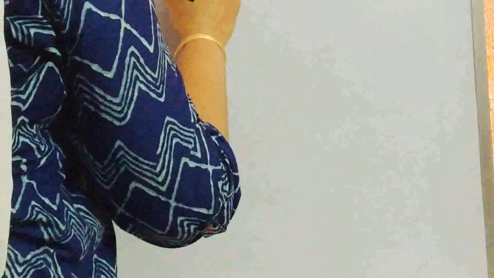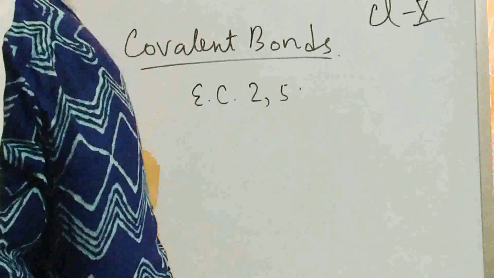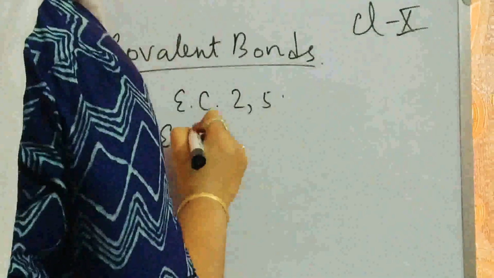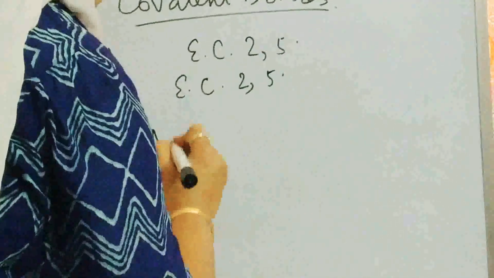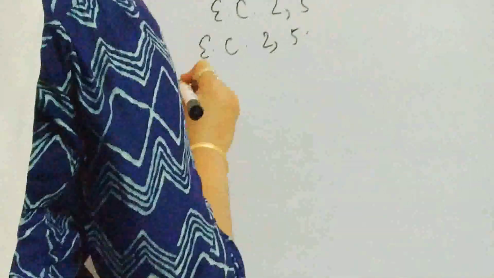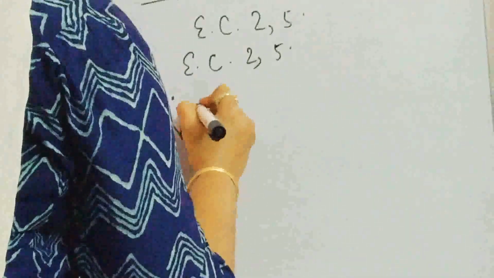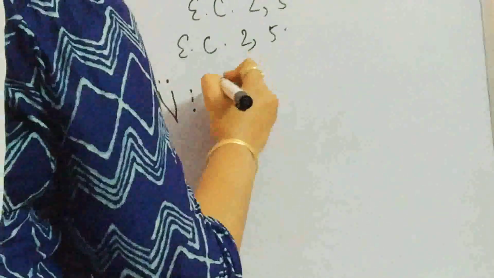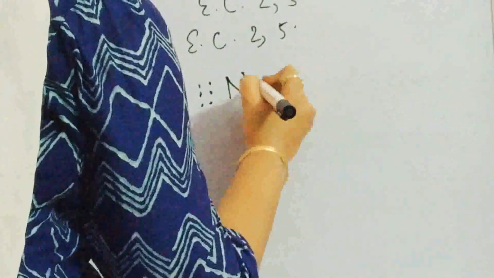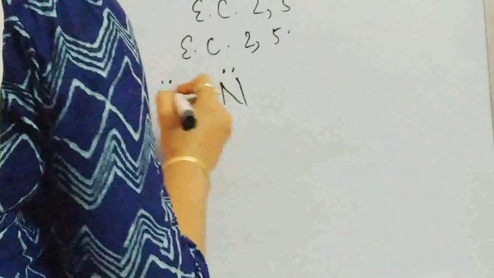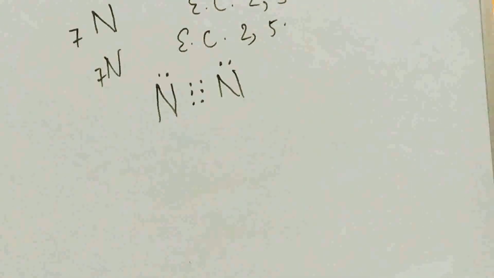Nitrogen has atomic number 7. Its electronic configuration is 2, 5. Another nitrogen atom also has electronic configuration 2, 5. Now when they come closer to one another, the first nitrogen atom keeps 3 electrons in between, and the second one is also keeping 3 electrons in between. And here, how is the bond formed?